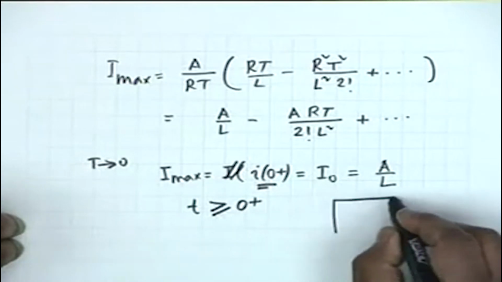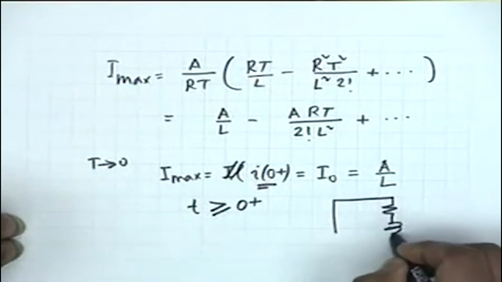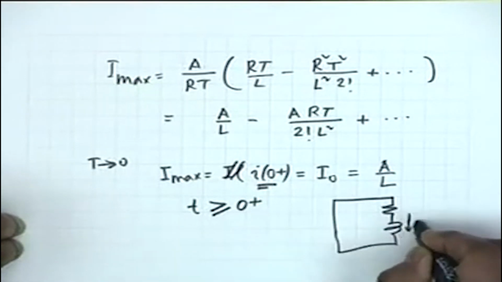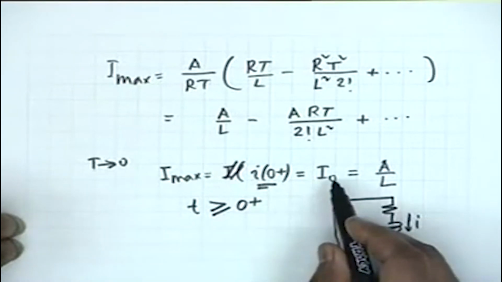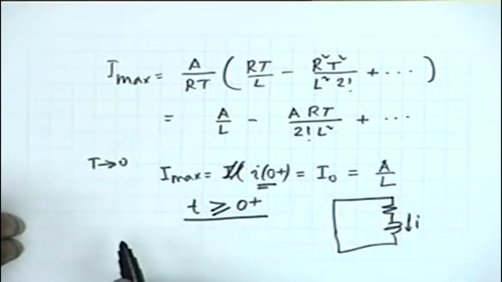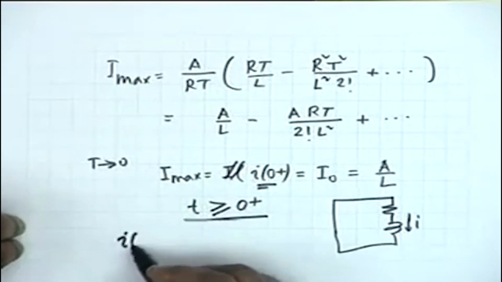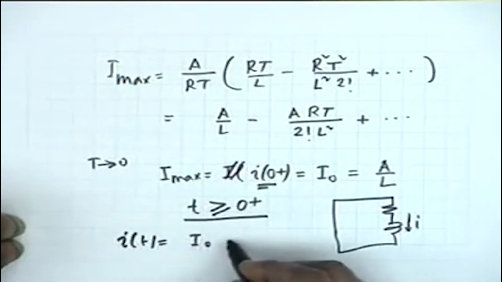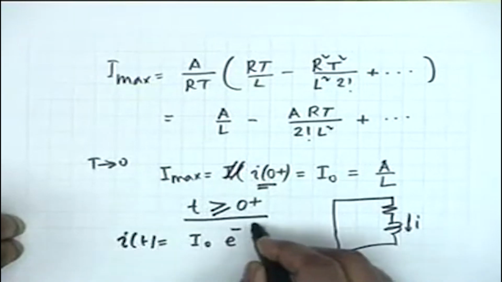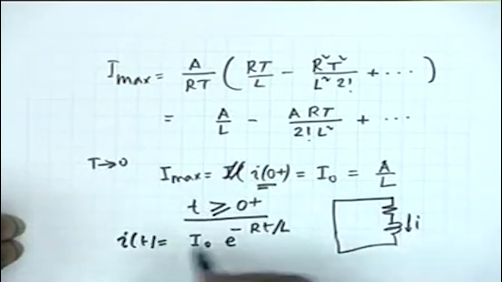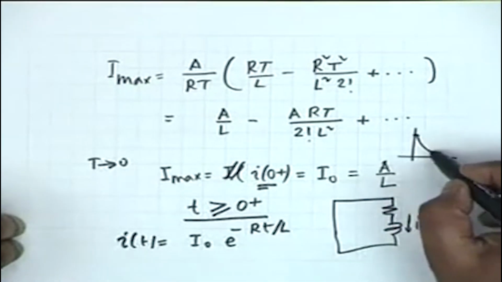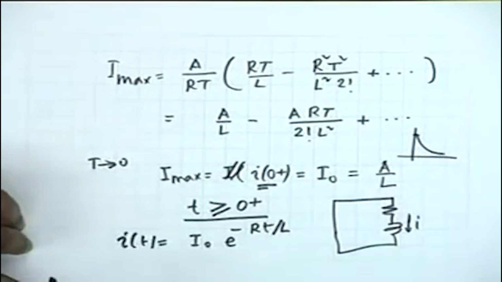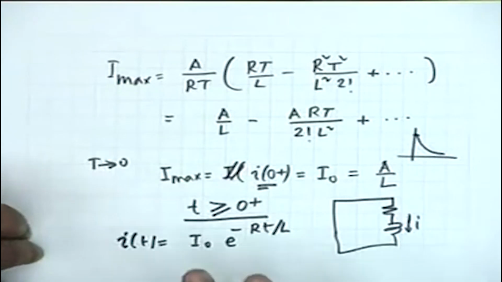and when t is greater than or equal to 0 plus, the circuit goes back to its natural mode. In other words, we have R and L, where this current I at 0 plus is equal to I0, and therefore for time greater than 0, the current response shall be simply equal to I0 e to the power minus R T by L, which means that the current response rises to I0 and then simply goes to 0 exponentially. Is this point clear?